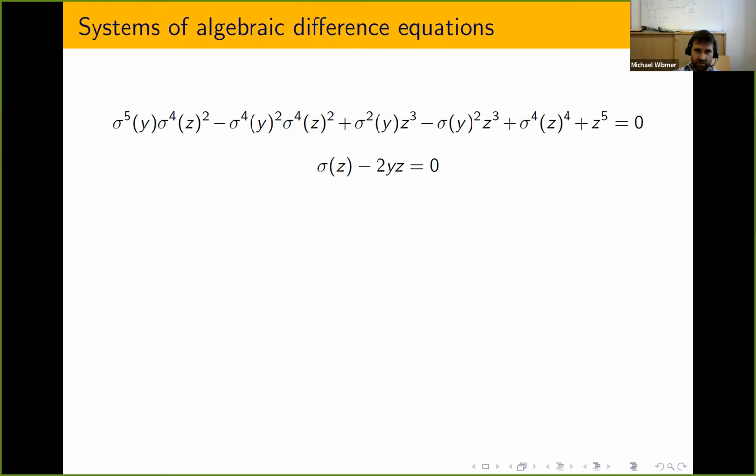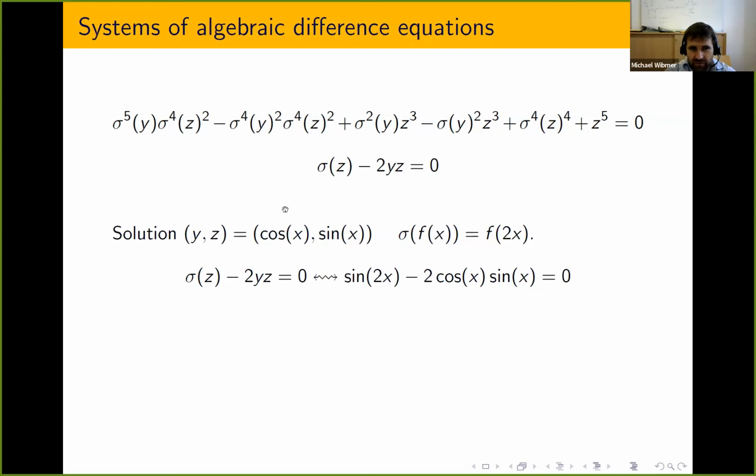And so if you want to make sense of what is a solution to such a system, well, you have to plug in something for the y, and then you have to plug in something for the c, but then you also need to plug in something for the sigma. Okay. So let's do this on the example. So if you plug in cosine of x for y and sine of x for c, and then you also need to plug in something for sigma, and let's say sigma is acting like this. So this is like the q difference operator for q equals 2. So setting f of x to f of 2x.